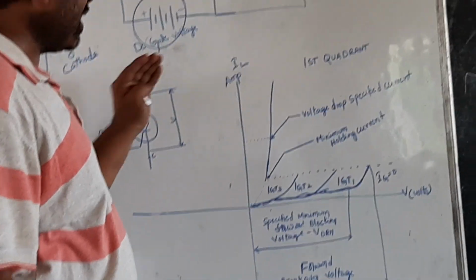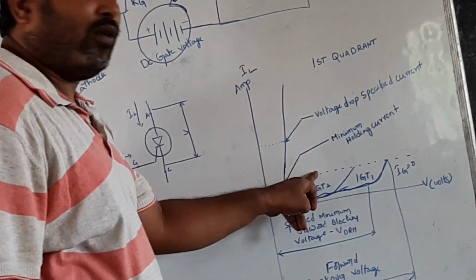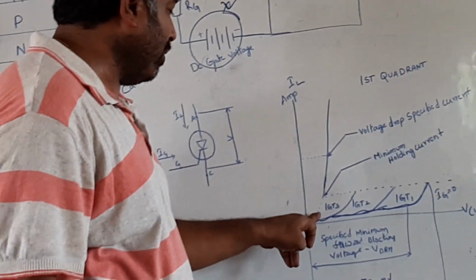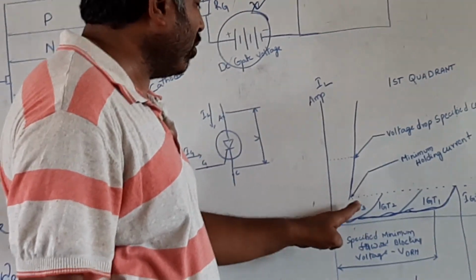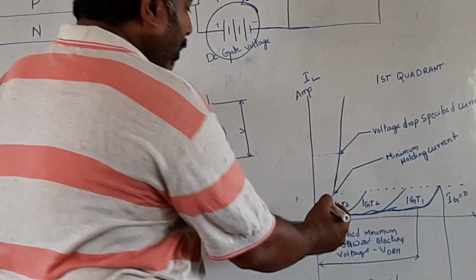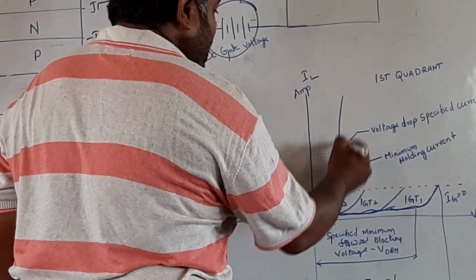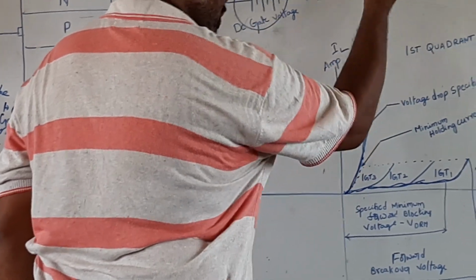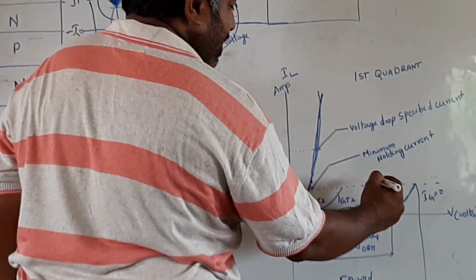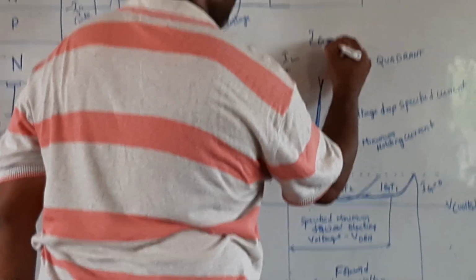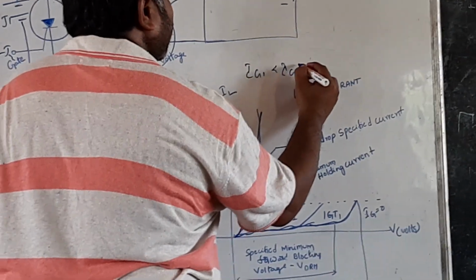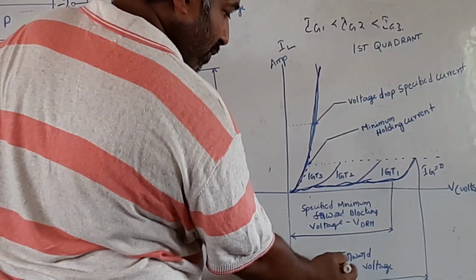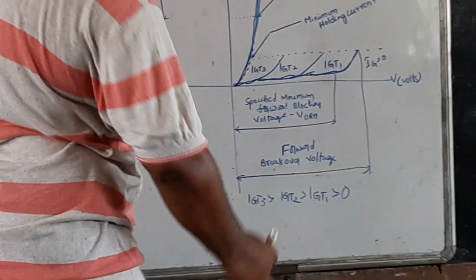By increasing the gate voltage some more, the forward blocking voltage decreases further, and by increasing it some more, it decreases again. After observing this condition, in case of forward conduction mode, current is supposed to be increasing progressively. Here, we explain that Ig1 is smaller than Ig2, which is smaller than Ig3. And this one is the forward breakover voltage.